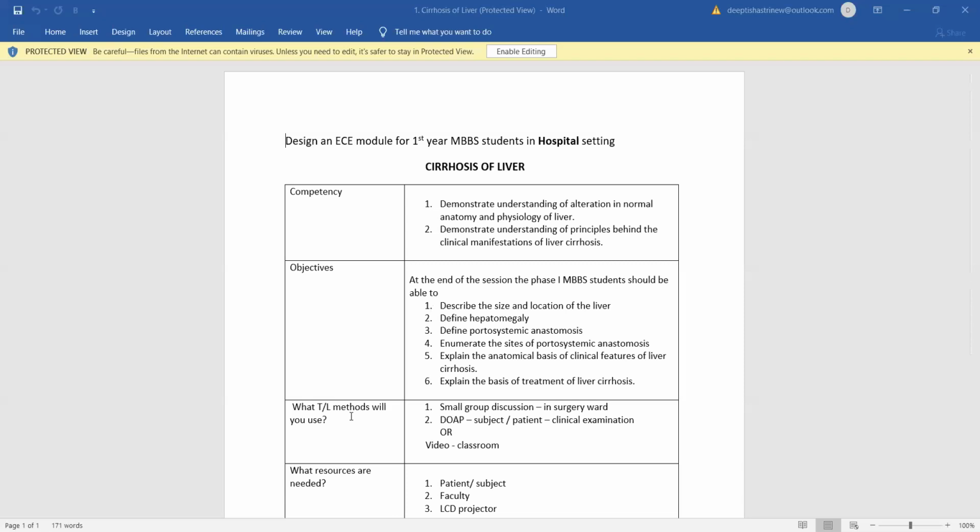Dr. Shweta, can you please mute yourself? Okay, can you see the screen now? Yes, ma'am, it is visible.